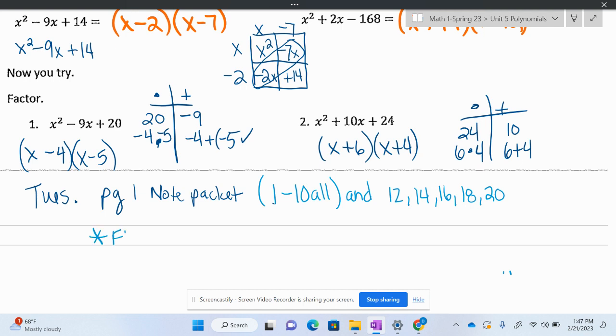Remember that you also need to finish, if you did not, the EdIA greatest common factor assignment from Friday. I think it's called factoring out a GCF or something like that. I can't remember. Okay. So that's for today.